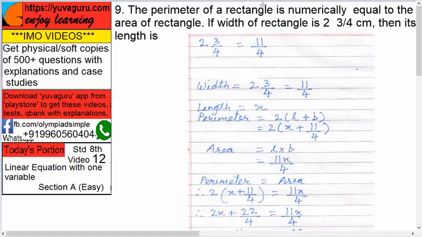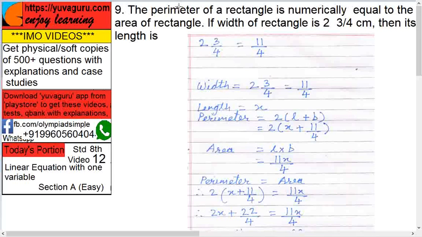Next, the perimeter of a rectangle is numerically equal to the area of the rectangle. If the width of the rectangle is 3 3/4 centimeters, then the length is... It means the perimeter is equal to the area, and the width is given as 3 3/4 centimeters. This is a mixed fraction. So first convert 3 3/4 into an improper fraction: 4 times 3 is 12, plus 3 is 15... 11 by 4. So the width is what? 11 by 4. Now we want the length.